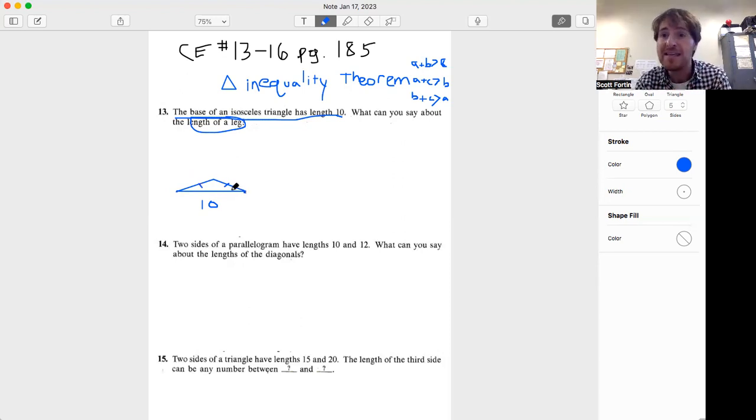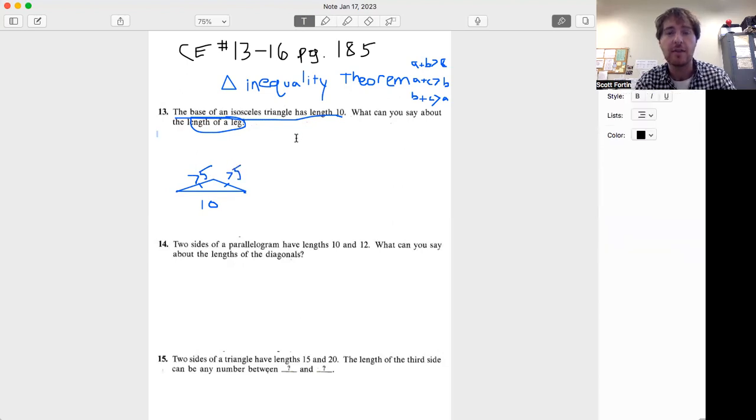So what I know about these legs here is that they need to be greater than 5 in length. That's what I can deduce from this. So the length of each leg is greater than 5. Not exactly 5, but greater than 5. It can't be exactly 5, because then 5 plus 5 equals 10, so it'd be on top of the line there.